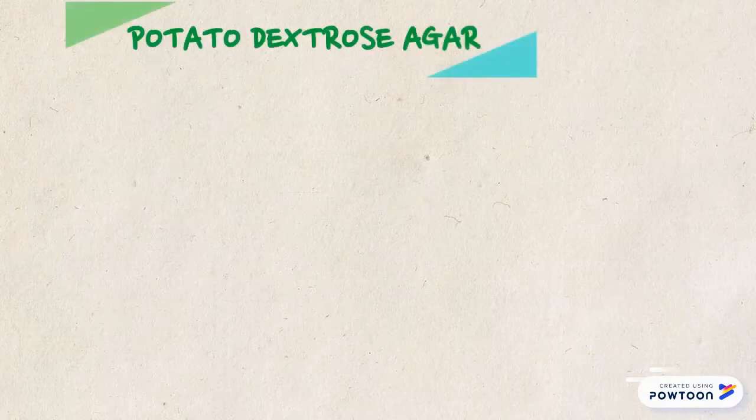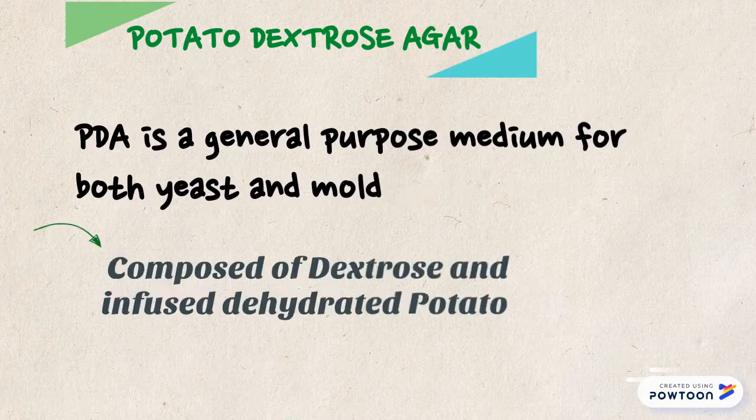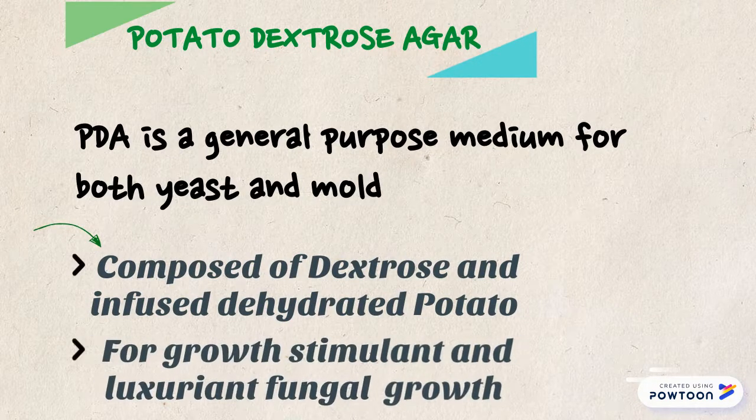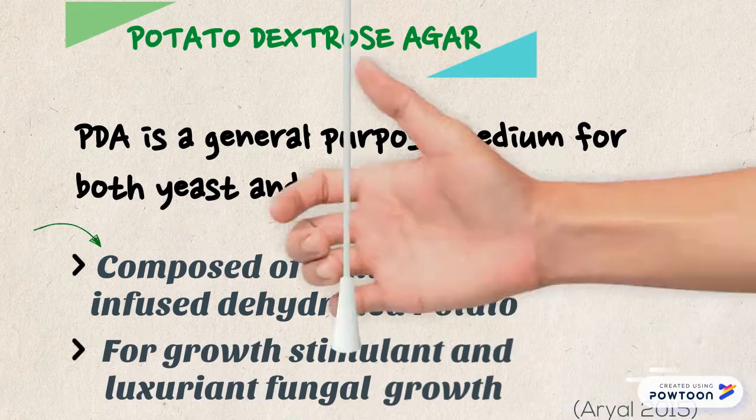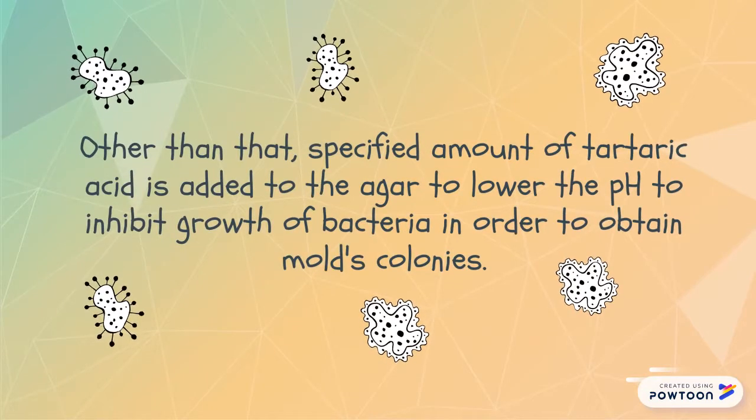Potato dextrose agar is a general-purpose medium for both yeast and mold. It is composed of dextrose, which acts as a carbohydrate source for growth stimulant, and dehydrated potato infusion that encourages luxuriant fungal growth. To obtain mold colonies, tartaric acid is added to the agar to inhibit bacteria's growth by lowering the pH of the agar.